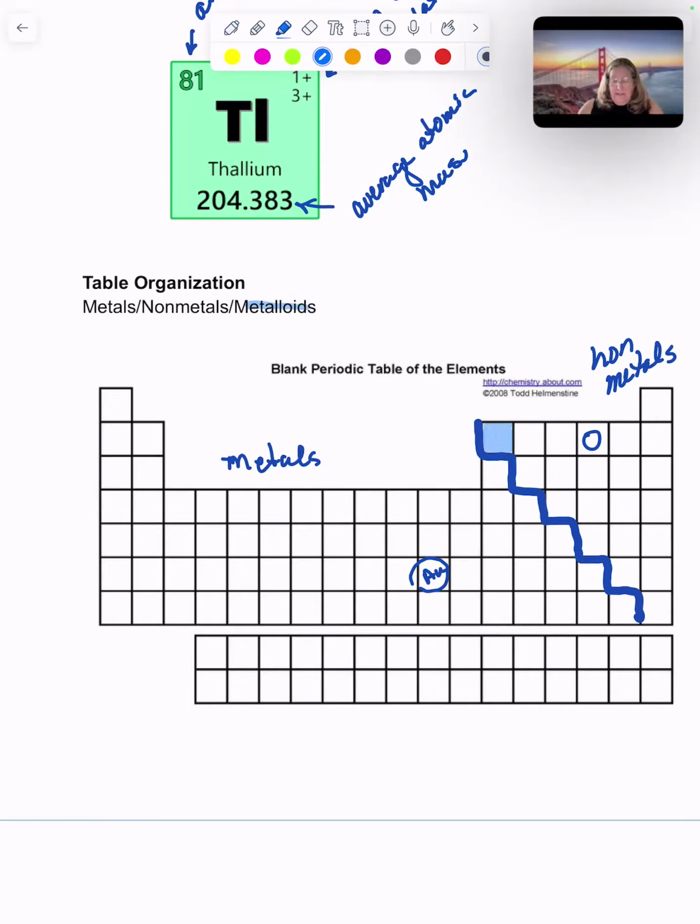Boron is a metalloid, as is silicon. As is, oops, I did that wrong. Let me fix that. I went too far over. These two. As is arsenic. These two. This is antimony and tellurium. And then polonium.